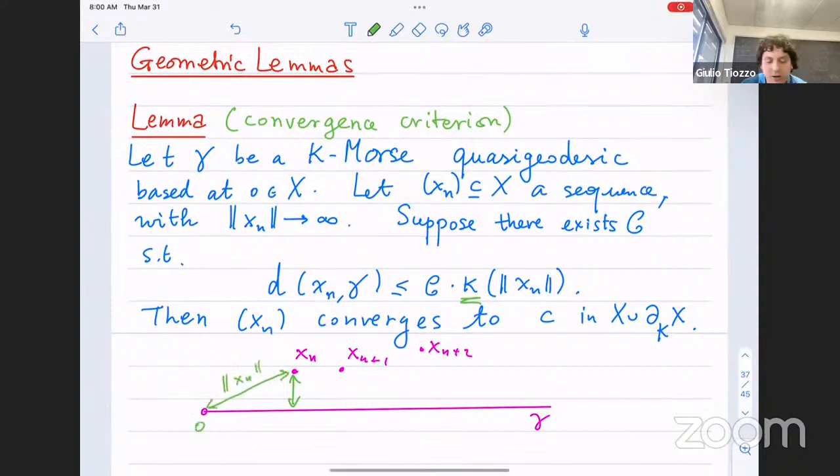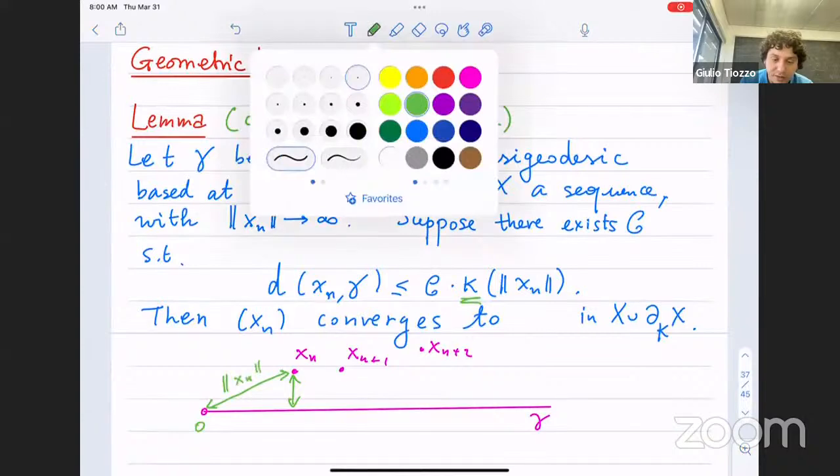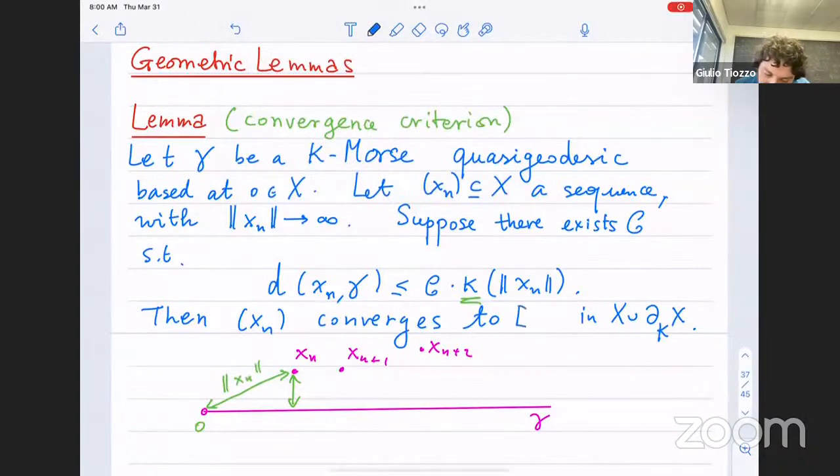So if you have that the distance from the geodesic is at most kappa times the distance from the origin, then you can look at the definition of topology that Gazura gave, and you would see that this is precisely compatible with the definition of the topology. So this would imply indeed that this converges to the class of gamma in this kappa boundary.